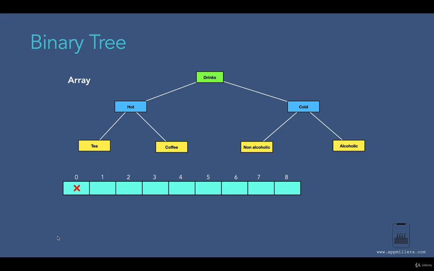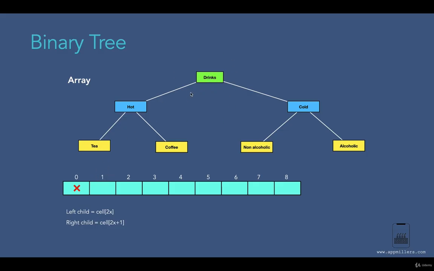After skipping the first cell, we are going to use two simple mathematical formulas which will calculate the left and right children's indexes. For the left child, it's going to be cell 2x, and for the right child, it's going to be cell 2x plus 1. Here, x is the index of the given child's parent. In this case, first we are going to insert the root node at the index of 1.